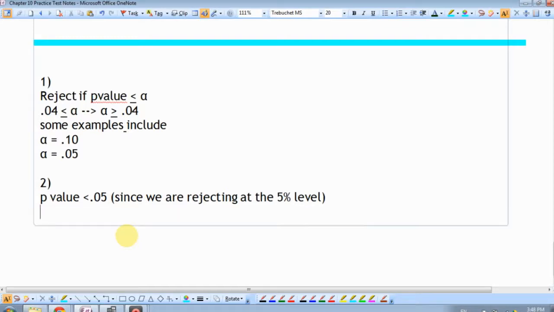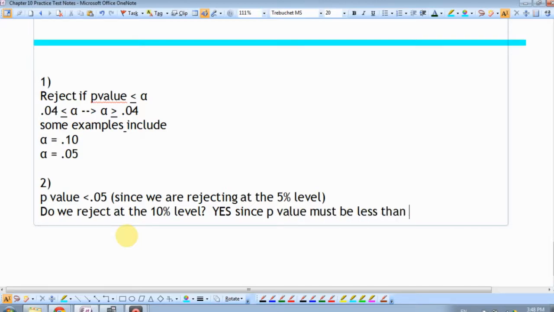So, do we reject at the 10% level? Yes, since the p-value must be less than 0.10. It's already less than 0.05, so it has to be less than 0.10.